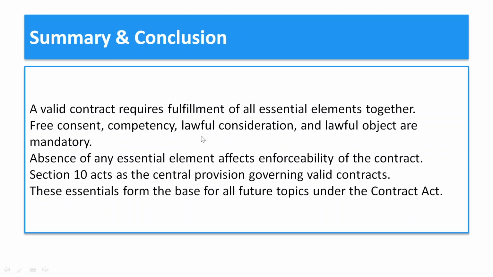Now, before we end this video, let us bring everything together in a simple way. For an agreement to become a valid contract, all essential elements must be present. Free consent is required, the parties must be competent, the consideration must be lawful, and the object must also be lawful. If any one of these elements is missing, the enforceability of the contract is affected.